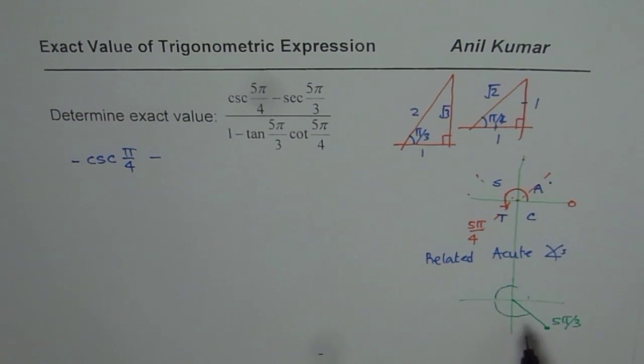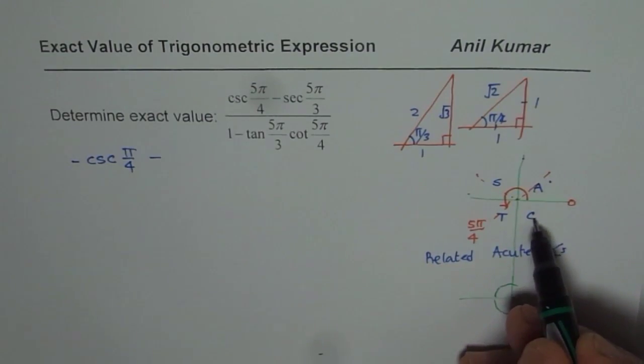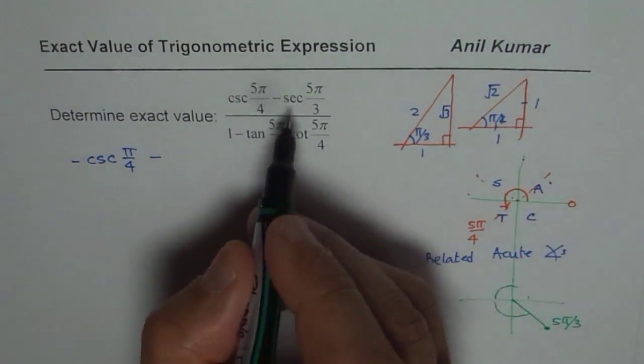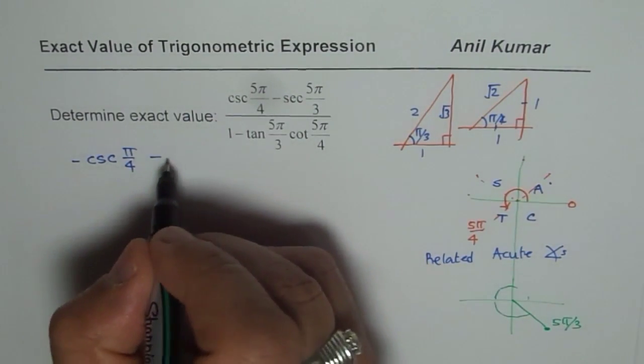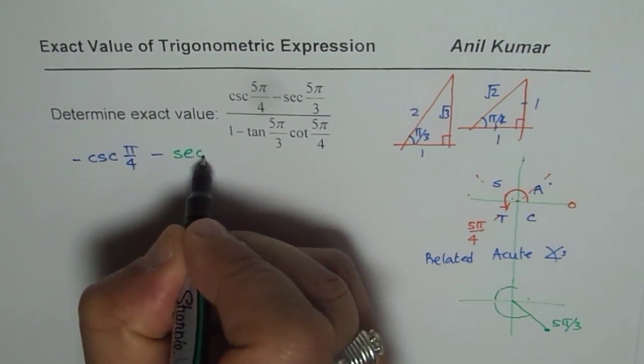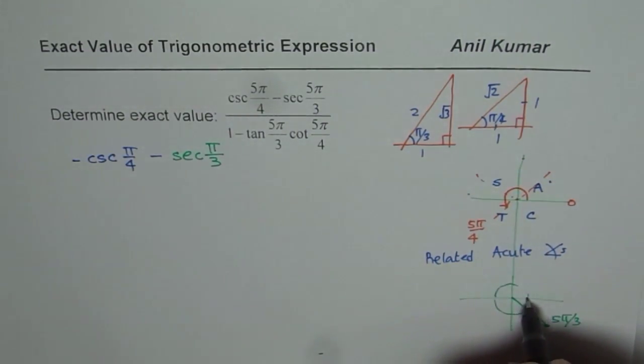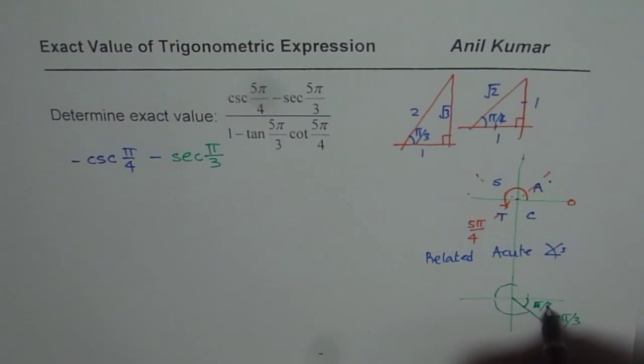Perfect. So you are in quadrant 4, and in quadrant 4 cosine and secant are both positive. Therefore, this is negative originally, so we'll maintain that. So we have secant pi by 3. Pi by 3 is my acute angle. Do you understand? That is my acute angle, I mean pi by 3, correct? From here.